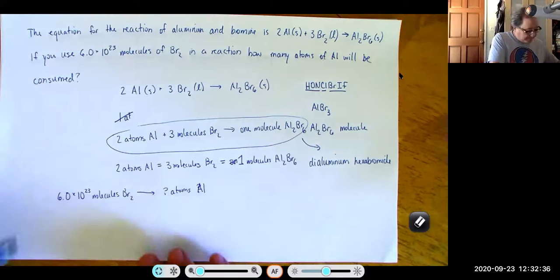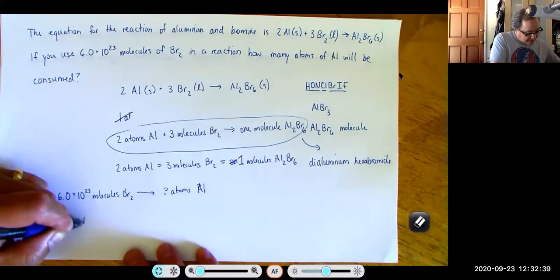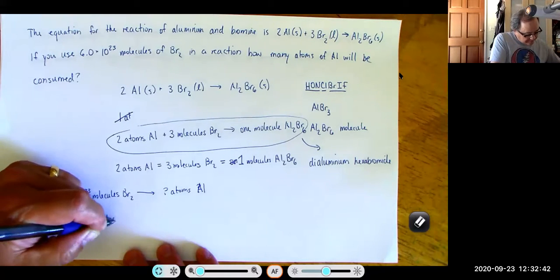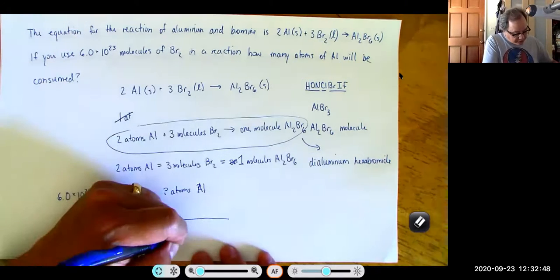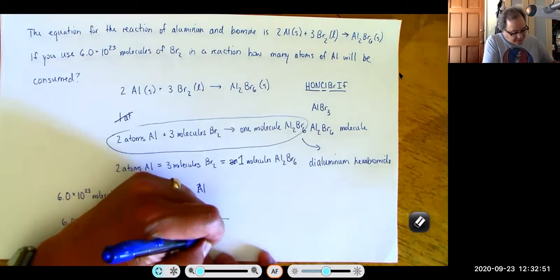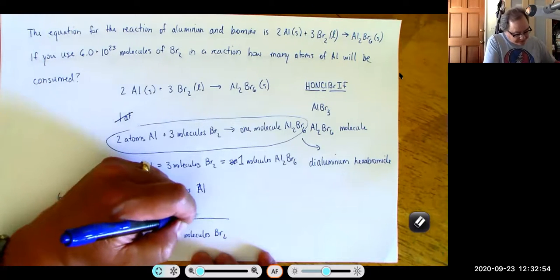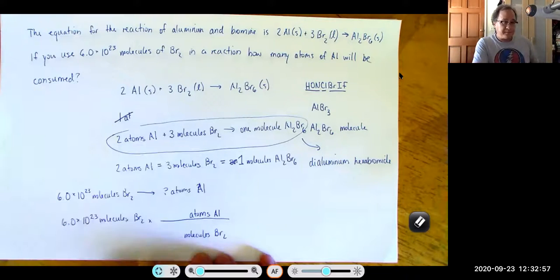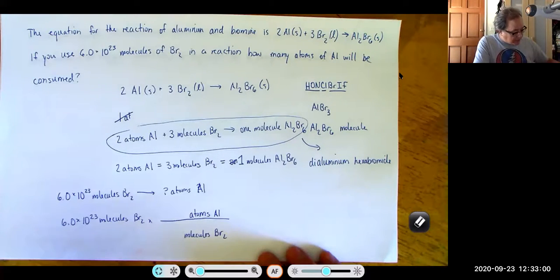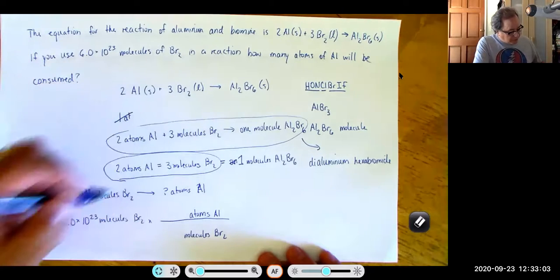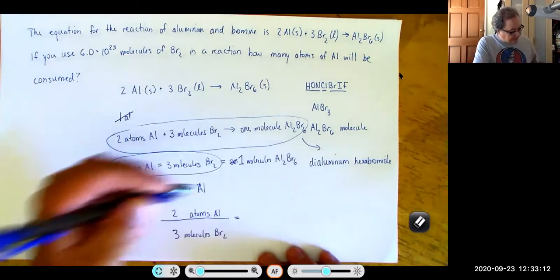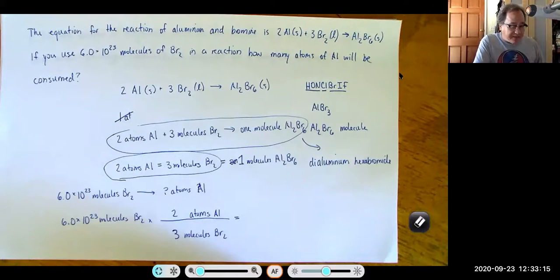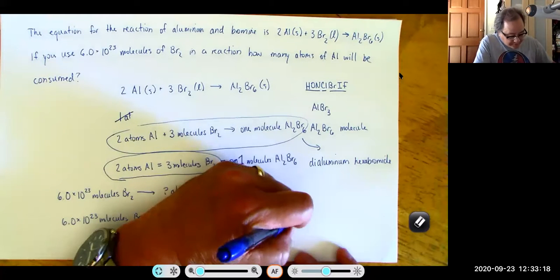So to do this problem, what would be really nice is if we could do this, and multiply by something that has molecules of Br2 in the bottom, and it has atoms of aluminum in the top. So do we have that anywhere? And it turns out we have it right here. So what number belongs with molecules? 3. What number belongs with atoms? 2. And here is the work to show how we achieve the answer, which will be atoms of aluminum.